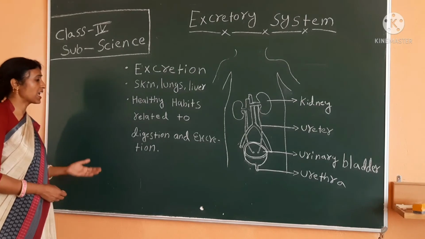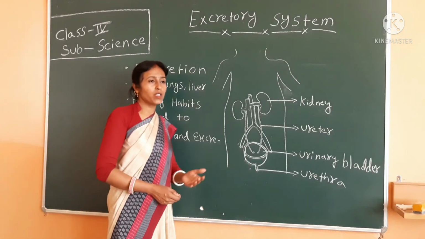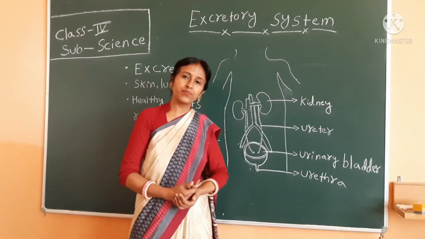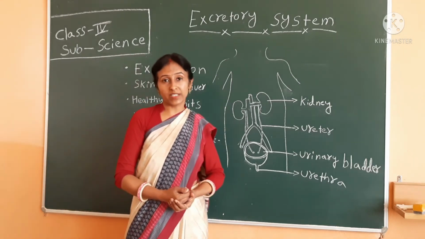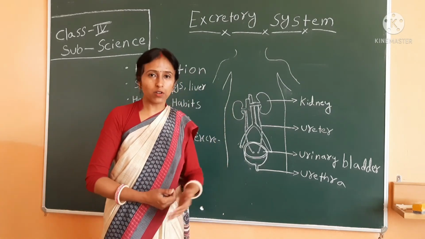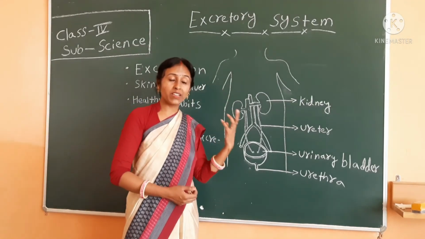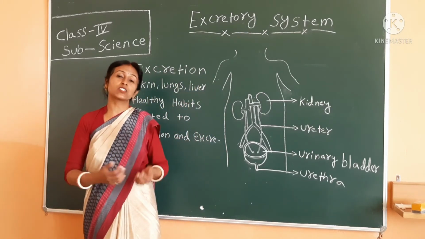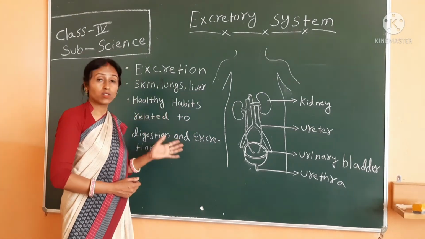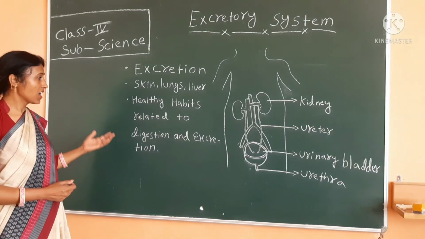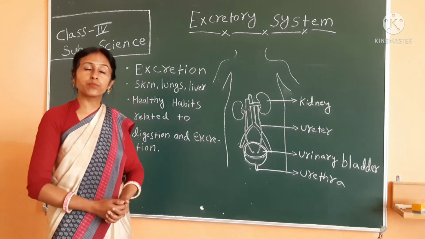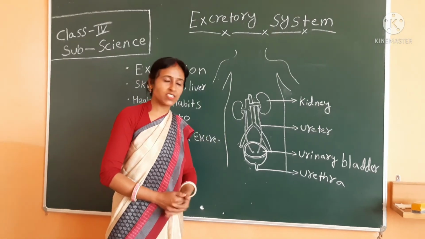As well as for the excretion process, we have to drink plenty of water for proper excretion, at least 7 to 8 glasses per day. And don't hold the urine in your body for a long period of time, because this urine is harmful for our body, so it creates various diseases. So don't hold urine in your body for a long time. Okay? So these are the healthy habits related to our digestion and excretion. This is all about chapter 3, which is the digestive and excretory system.